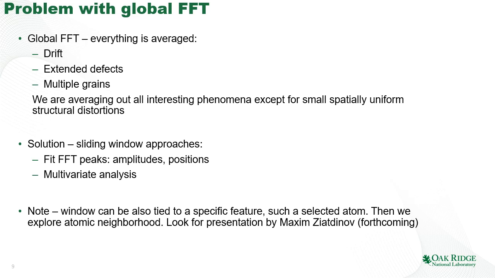The problem of this analysis, however, is entirely obvious. First of all, once we perform the global Fourier transform, that means that everything is averaged. And as you can see on this image, it actually contains a lot of regions with slightly different structures, almost like grains or patterns or topologies. Secondly, a global Fourier transform doesn't work that well if the image contains defects, multiple grains, and so on and so forth. So basically, we're averaging out all the interesting phenomena except for small spatially uniform structural distortions.